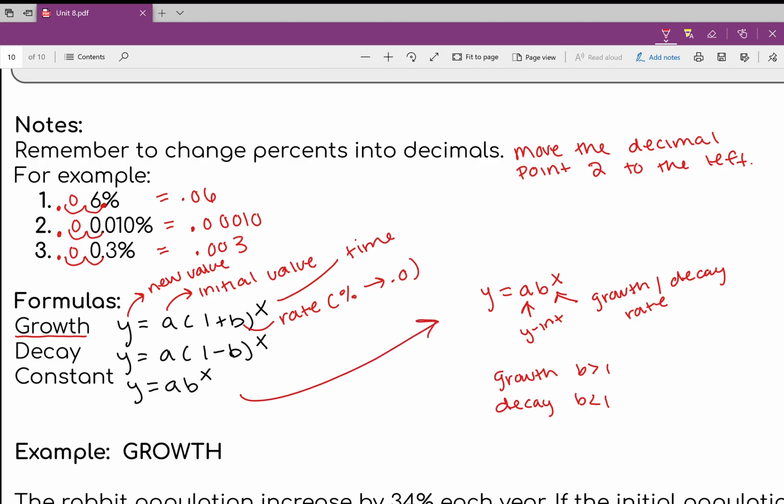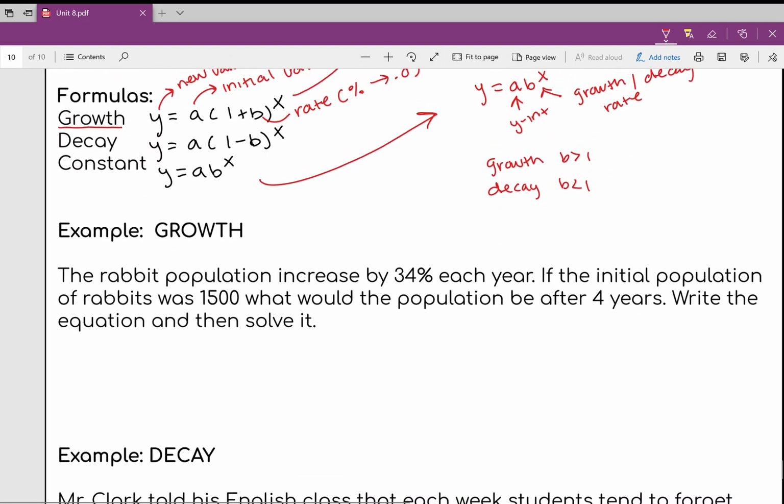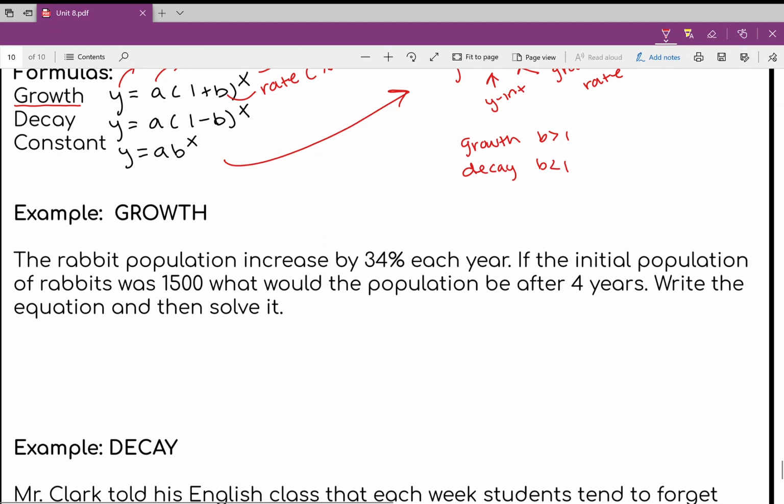Let's look at example 1. What I'm going to do first in this example is label everything in here. Let's read it once. It says the rabbit population increased by 34% each year. If the initial population of rabbits was 1,500, what would the population be after 4 years? It says write the equation, then solve.